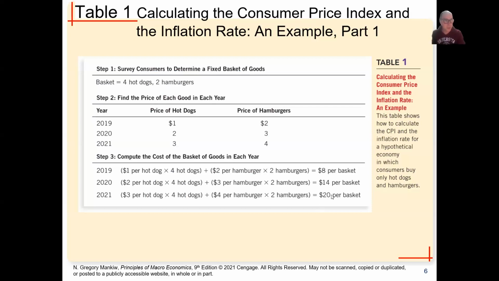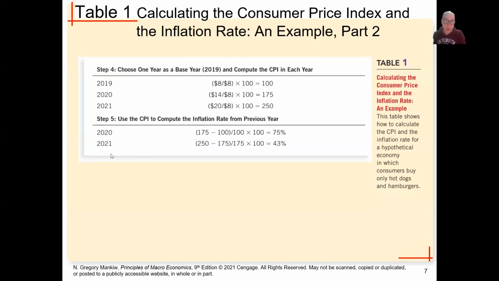So now we have our cost. We then move on to step 4, which is we select the base year, in this example 2019, because it is the first year available. And we compute the consumer price index for each year. So for 2019, it would be 8 over 8 times 100, which gives us 100.